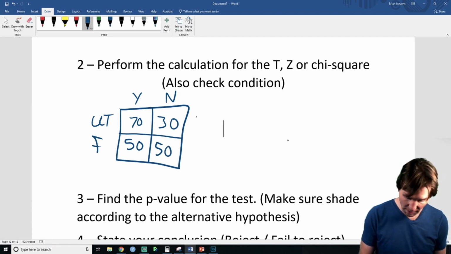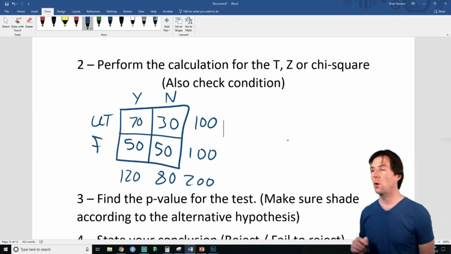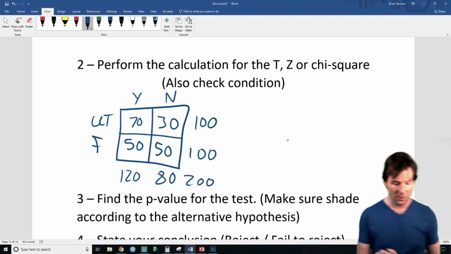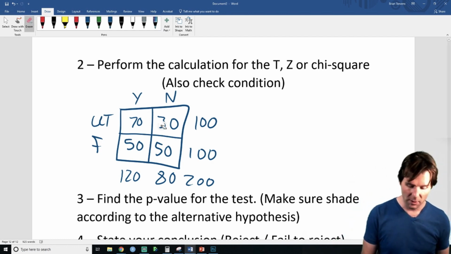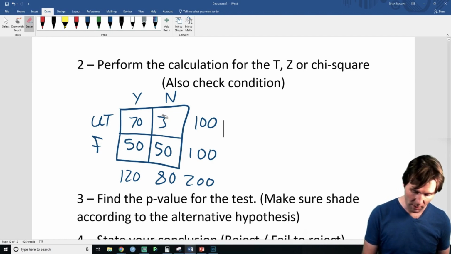There's the 100 UT students. Here's the 200 total. Here's 80, and here is 120. So there are all the numbers we get on the test usually. And sometimes we leave out one of these. Here a count is missing. These are the observed counts.